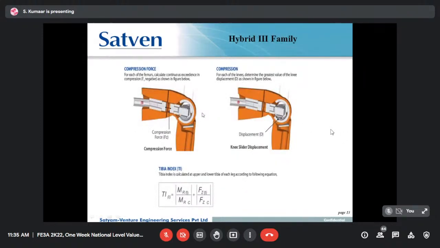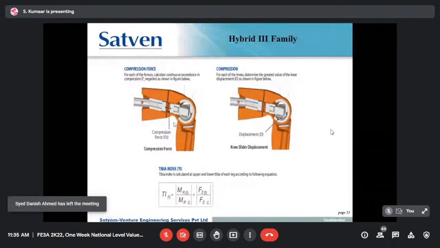Okay, so this is at the knee location, and at the knee location we can measure the knee force. During that crash, the knee will go and impact with the IP, so it will experience some force from the IP. That force we can measure here, and there is a possibility of the sliding of the knee against the IP. Those things we can measure here. Displacement also we can measure.